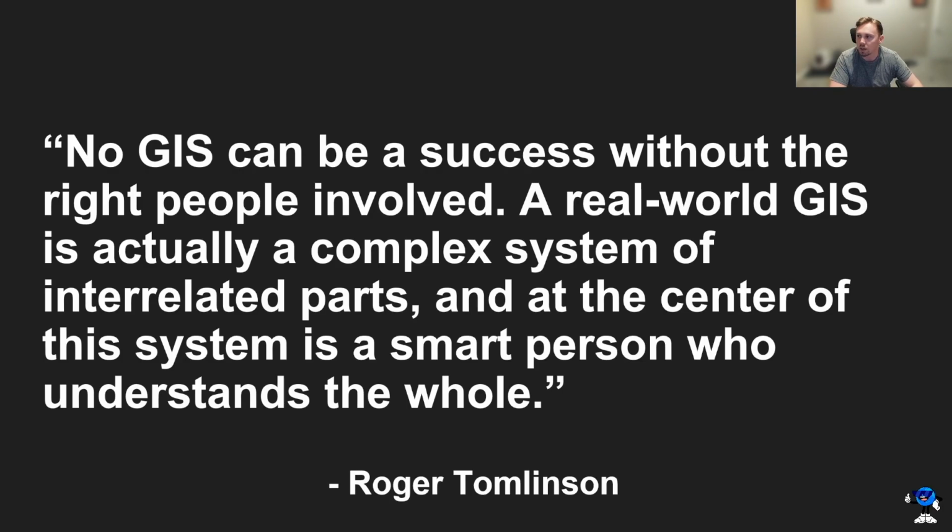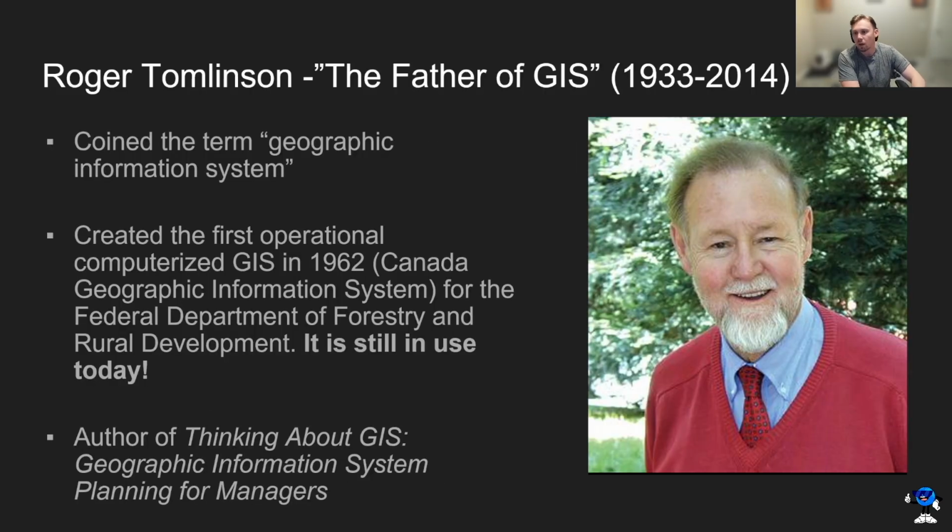So the term GIS first appeared in the early 1960s with the implementation of CGIS, or Canadian Geographic Information System, which was designed to provide large-scale mapping of land use in Canada. The development of CGIS is attributed to the late Roger Tomlinson, who became known as the father of GIS. So this is Roger Tomlinson, the father of GIS. He coined the term Geographic Information System.